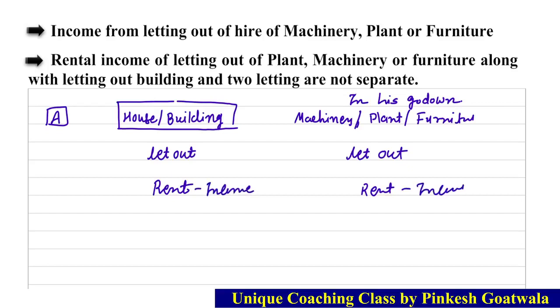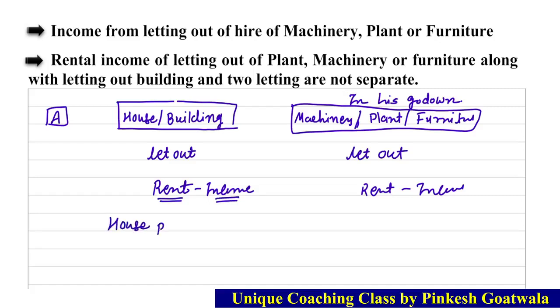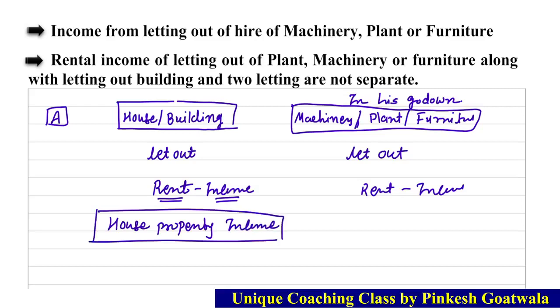Okay, both are income for him. In the godown he has plant, furniture, machinery, and he also has a building, a house, everything is given on rent. So here he received rent income. Okay, this income comes under which head? Because it is a house property income. The house is given on rent, so it comes under house property income. Which head will it come under? It will come under the head of house property income.